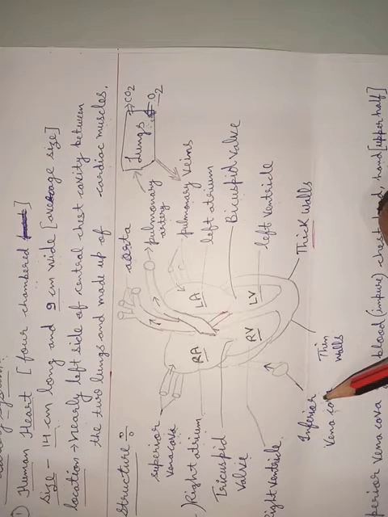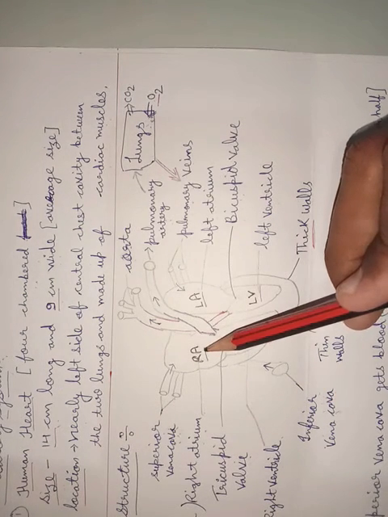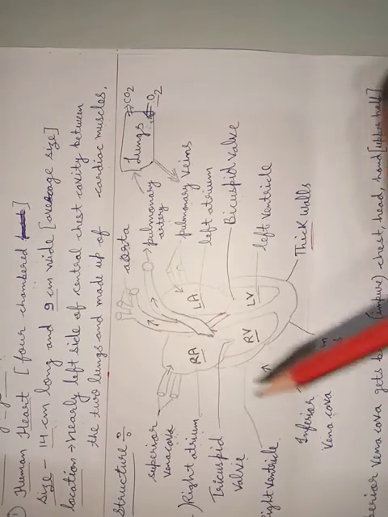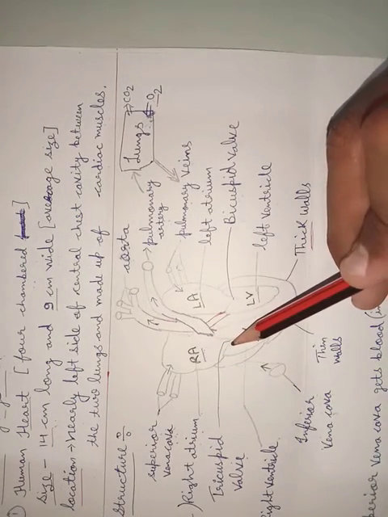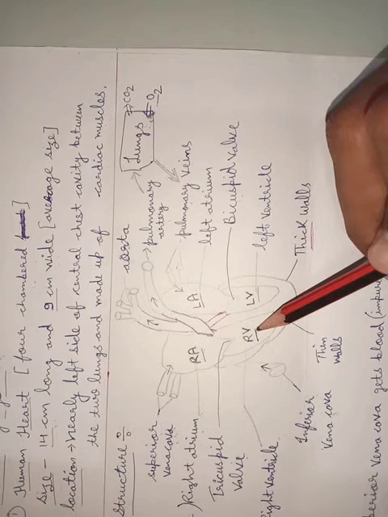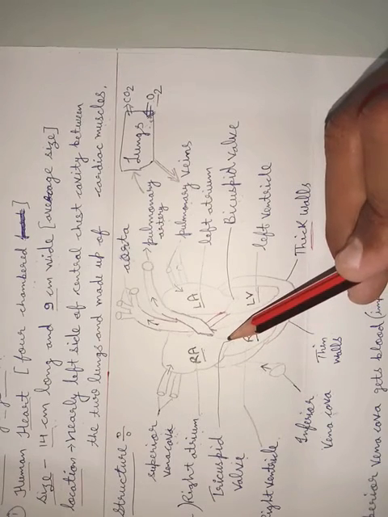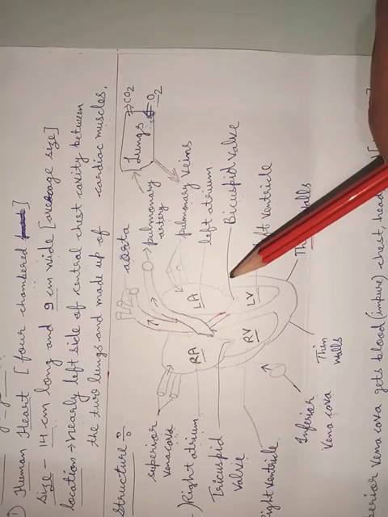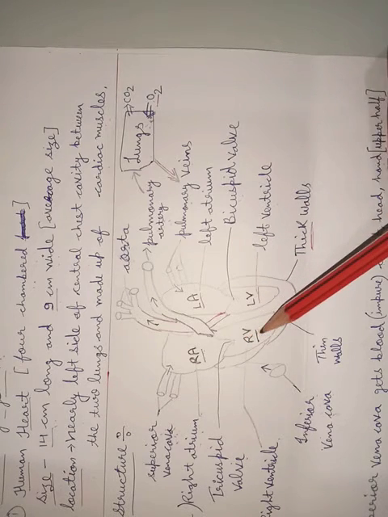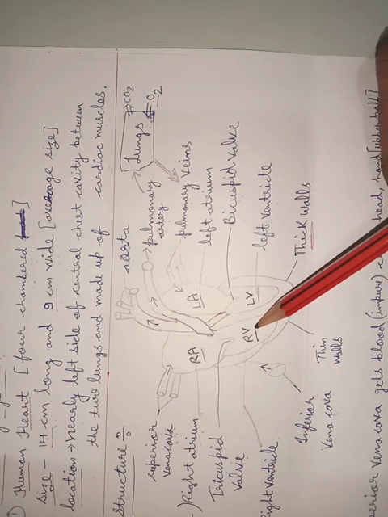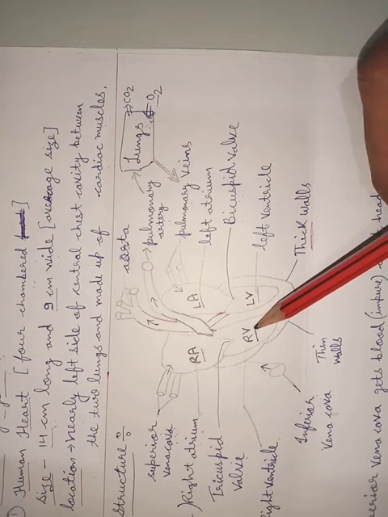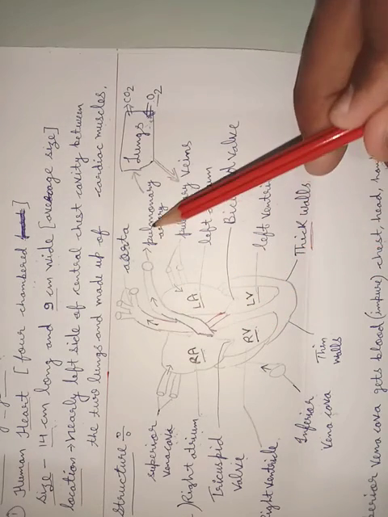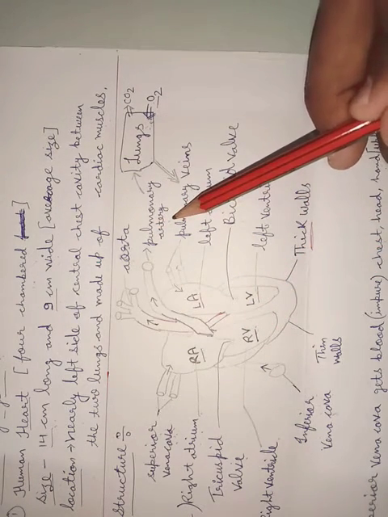After this, the superior vena cava and inferior vena cava both send the blood to the right atrium. The right atrium sends the blood to the right ventricle by crossing the tricuspid valve. This one is the tricuspid valve. And all this blood taken by the right ventricle is transferred to the lungs with the help of the pulmonary artery.